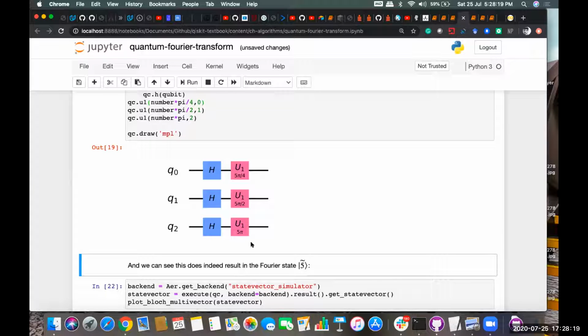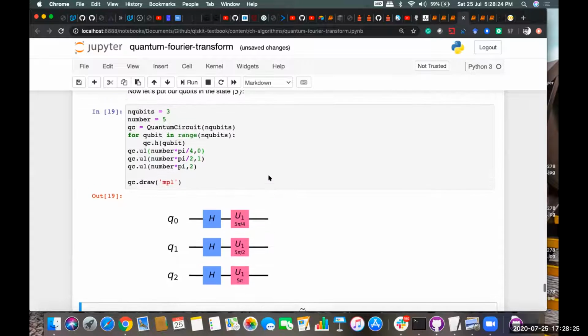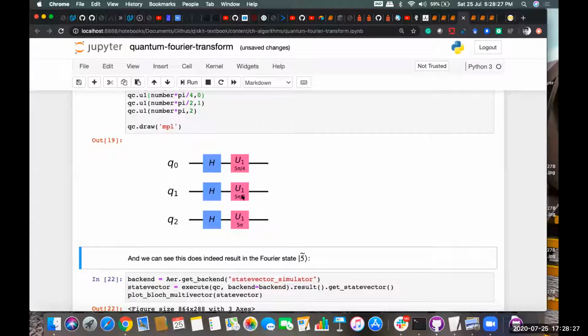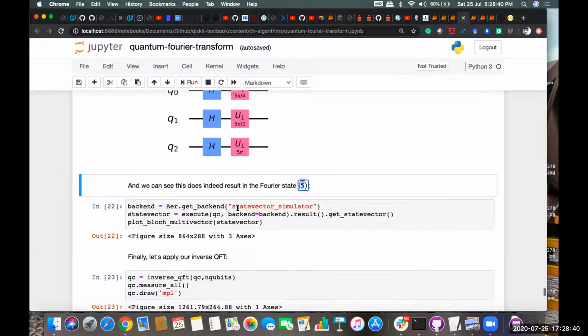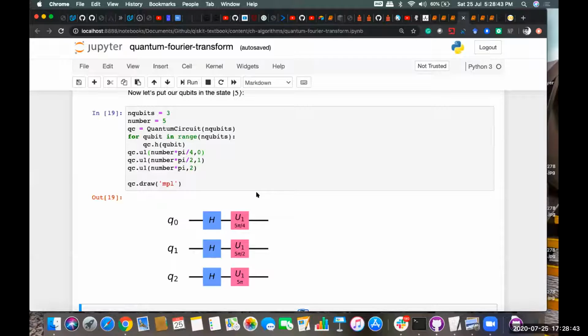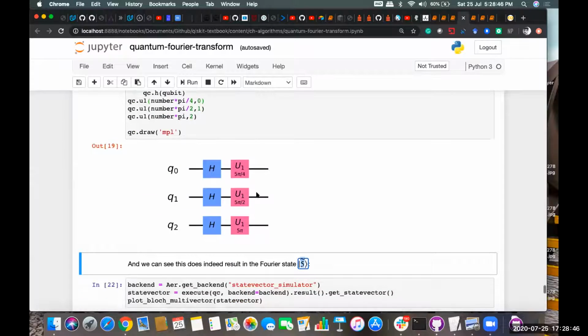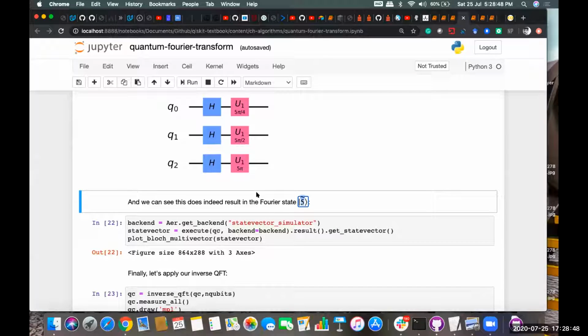Okay. So for Q0, it is 5 pi divided by 4. So the number for which we have applied the Fourier transformation is 5. For the value of x equal to 5, it will give these phases, and the circuit will look something like this. The same inverse quantum Fourier transformation gets used while calculating the period for finding the factors using Shor's algorithm. Okay.